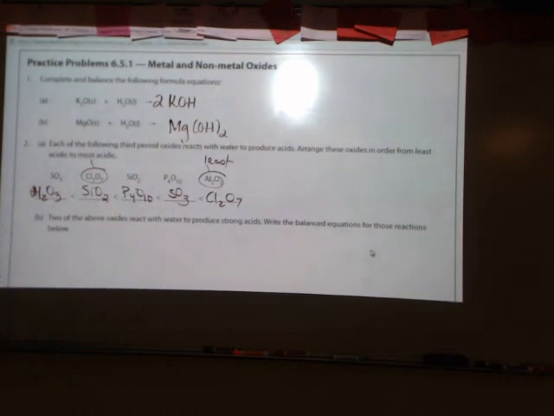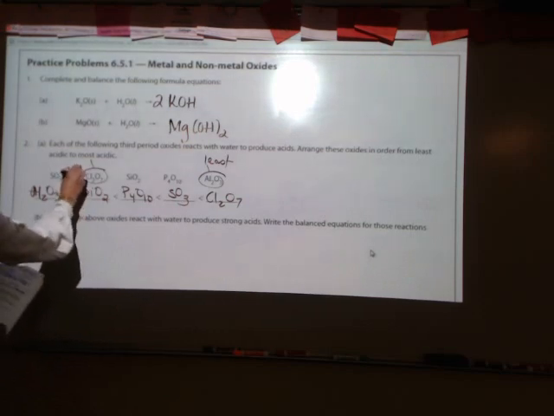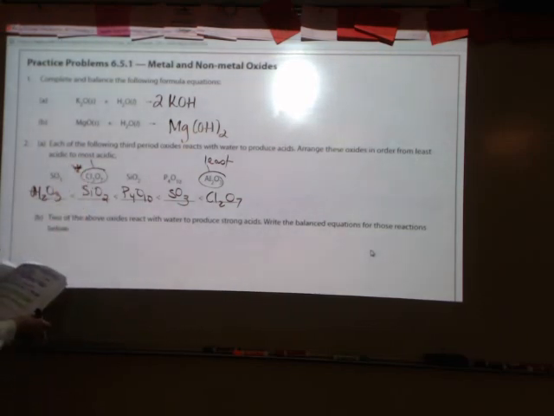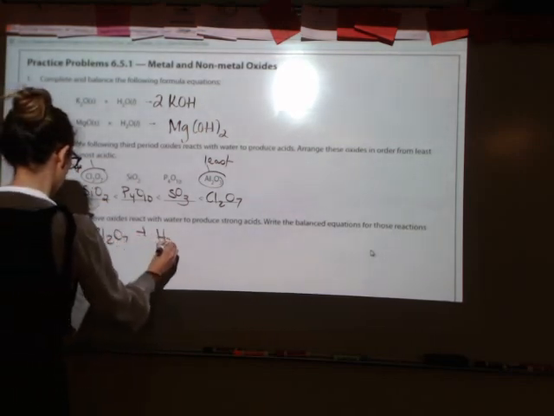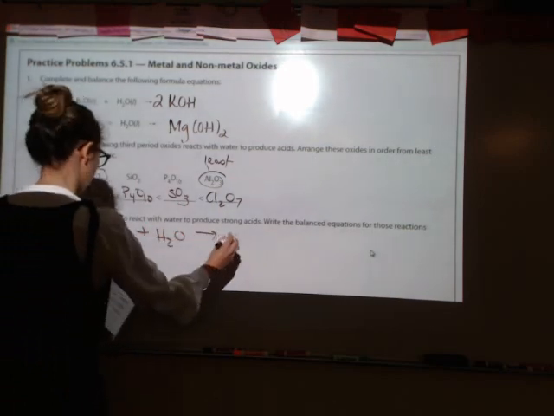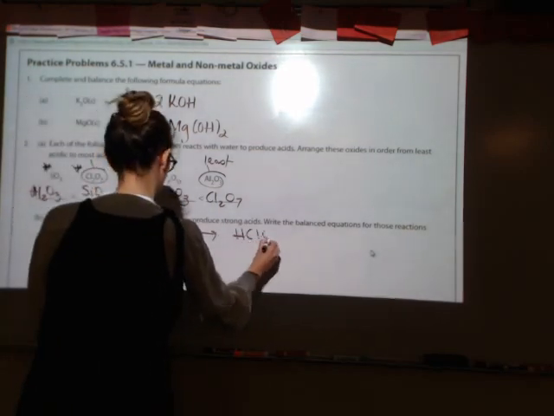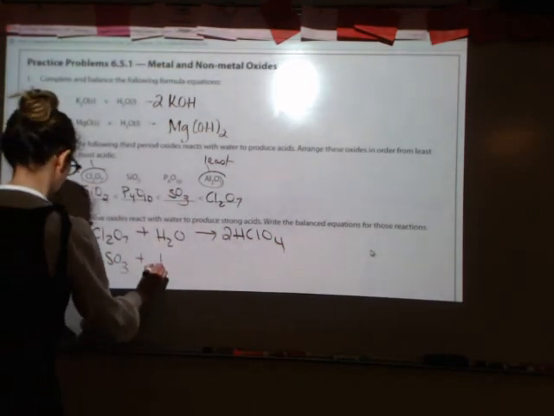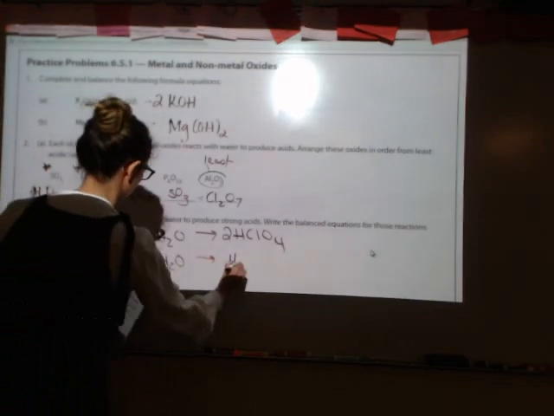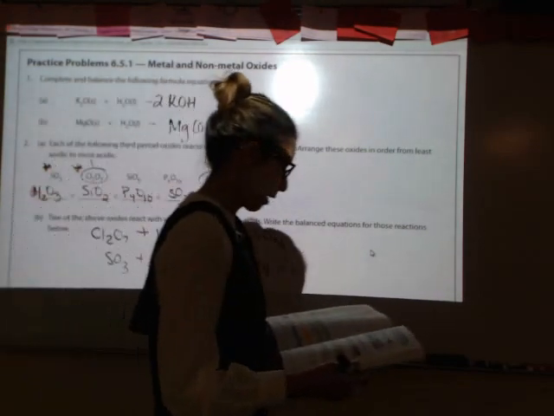B, 2 of the above oxides react with water to produce strong acids. Write the balanced equations for those reactions below. Well, this is going to end up being Cl2O7 and SO3. So Cl2O7 reacting with water is going to produce perchloric acid, and then SO3 is going to react with water to produce sulfuric acid.